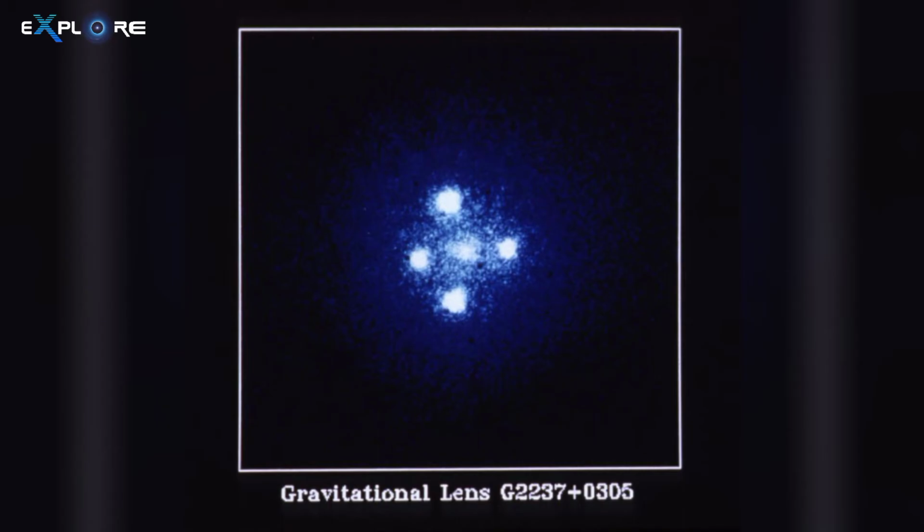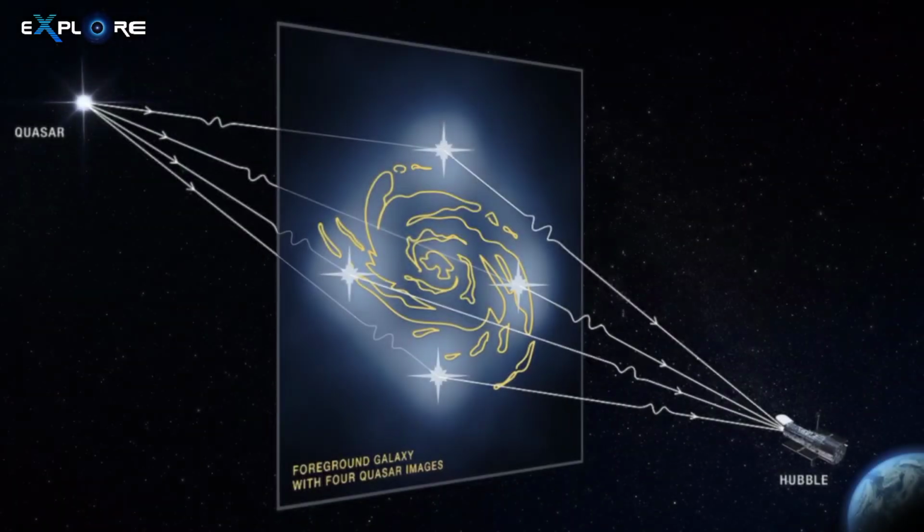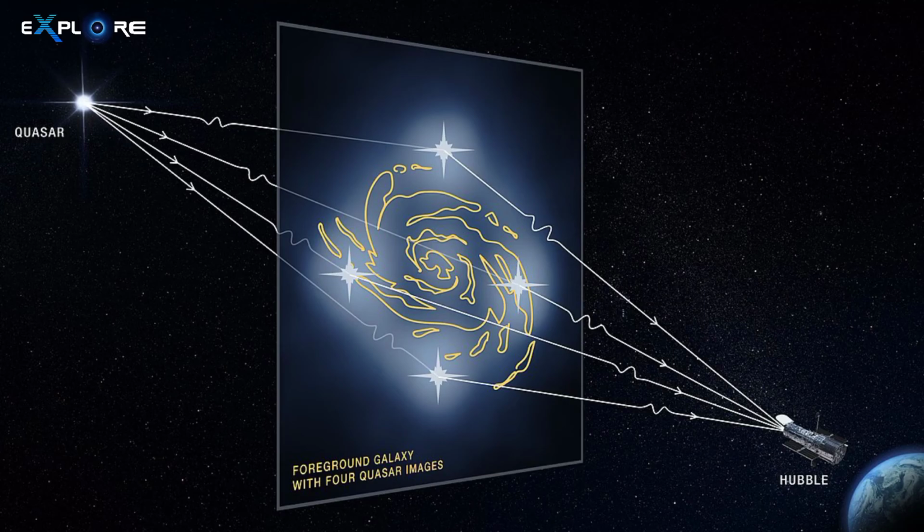In this photo we can see the formation known as Einstein's cross. Four images of the same distant quasar appear around a foreground galaxy due to strong gravitational lensing. Now here is an illustrative image of the same, captured by the Hubble Space Telescope.